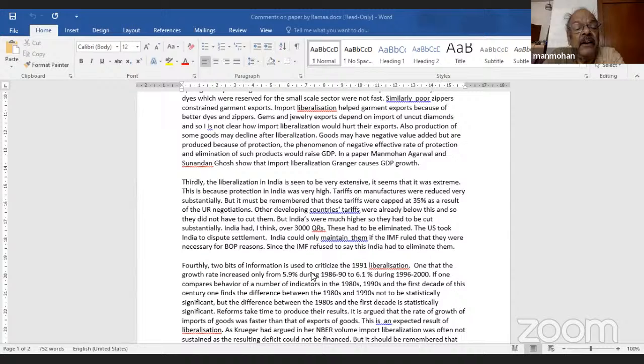Also, the liberalization in India seemed to be very extensive. And in fact, it is suggested that it was very extreme. The liberalization seemed extreme because the protection in India was very high. Now, tariffs on manufacturers were reduced very substantially. But it must be remembered that as a result of the Uruguay round, tariffs on manufacturers were bound at 35%. Most other developing countries had tariffs below 10%. So they did not need to do anything in order to meet their bound tariffs. But India's tariffs, as is well known, were very high. The average was 100%. So India had to reduce those tariffs. It was part of the Uruguay round agreement.